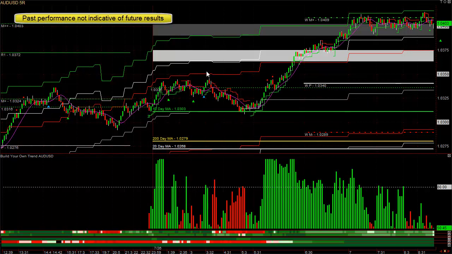And notice you get a decent pullback right here when it's underneath that, a decent number of pip pullback down. The trend is clearly up. All the time frames are up except the weekly. This one does fall back with a little bit of weakness right here. Then it's kind of going sideways.